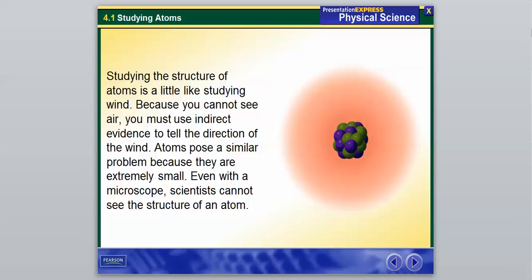It says studying the structure of atoms is a little like studying wind. Because you cannot see air, you must use indirect evidence to tell the direction of the wind. Atoms pose a similar problem because they are extremely small. Even with a microscope, scientists cannot see the structure of an atom.